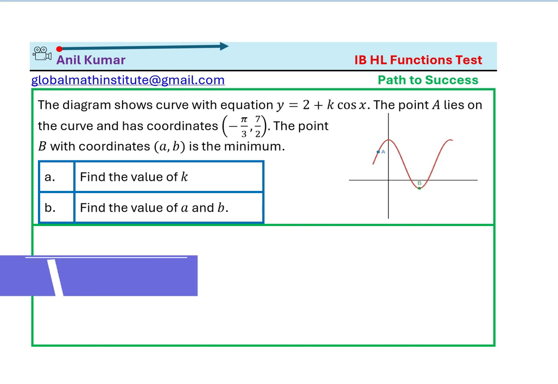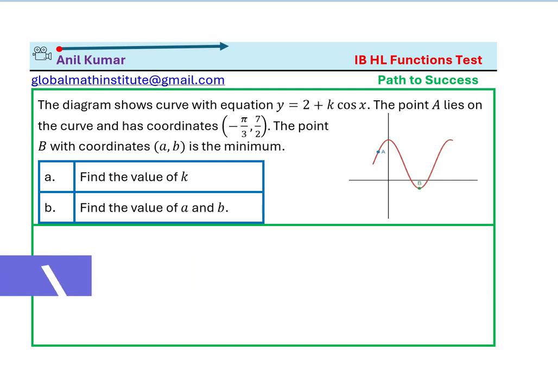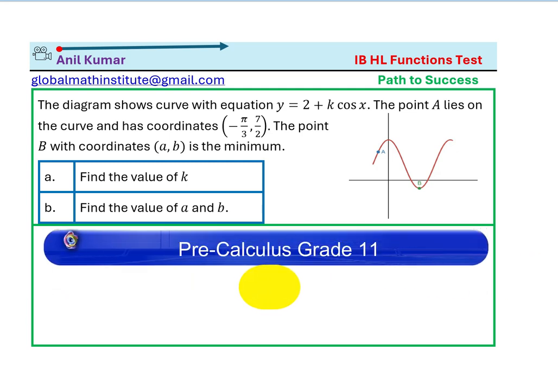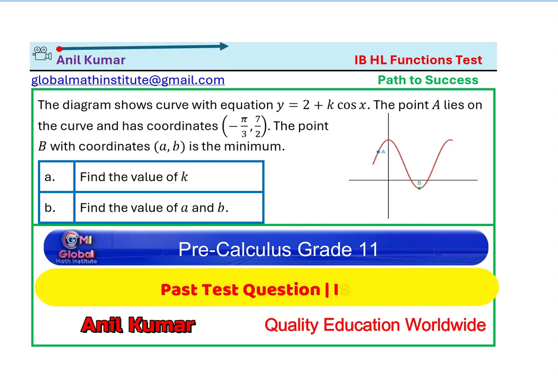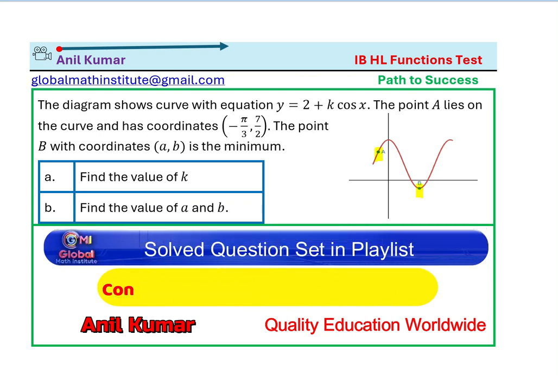Let us now discuss another question from past test papers of IBHL. The question here is, the diagram shows a curve with the equation y equals 2 plus k cos x. A point A lies on the curve and has coordinates minus pi by 3, 7 by 2. The point B with coordinates a, b is the minimum. Find the value of k, and find the values of a and b.